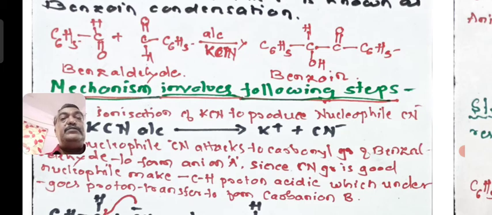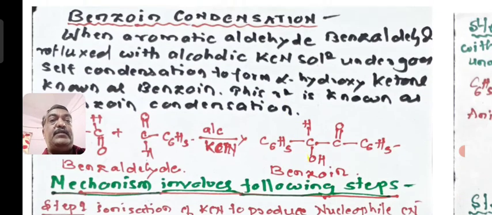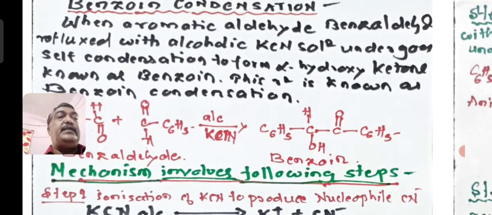Then what happened? The two molecules undergo addition, and there is a formation of C6H5CHOH alcoholic group and C double bond O ketonic group and C6H5. So this product is called benzoin. So here, as you can see, when an aromatic aldehyde like benzaldehyde reacts with alcoholic potassium cyanide, the two molecules undergo self-condensation to form an alpha hydroxy ketone known as benzoin. This reaction is known as benzoin condensation.